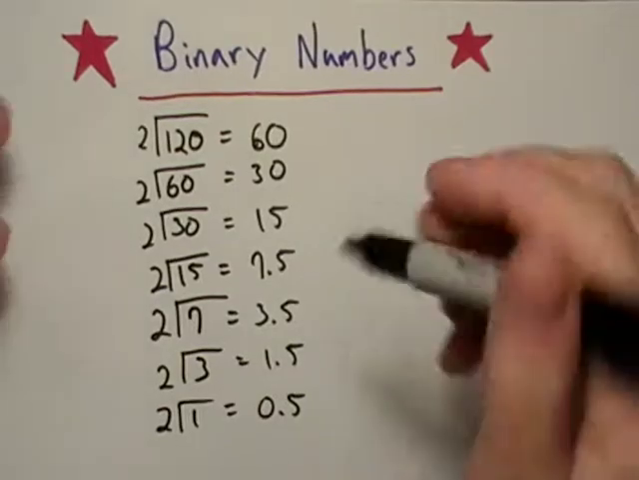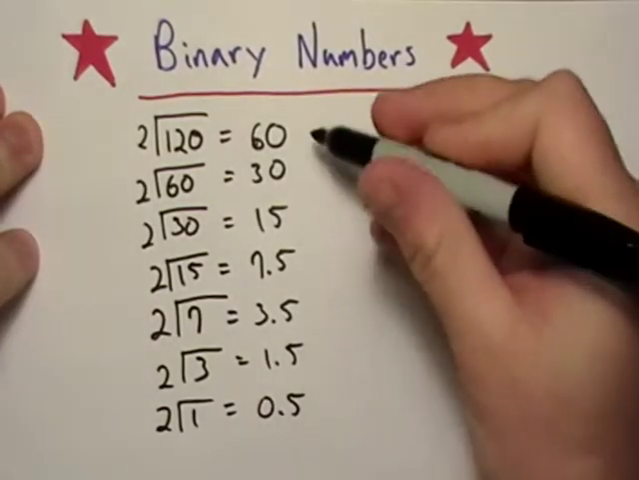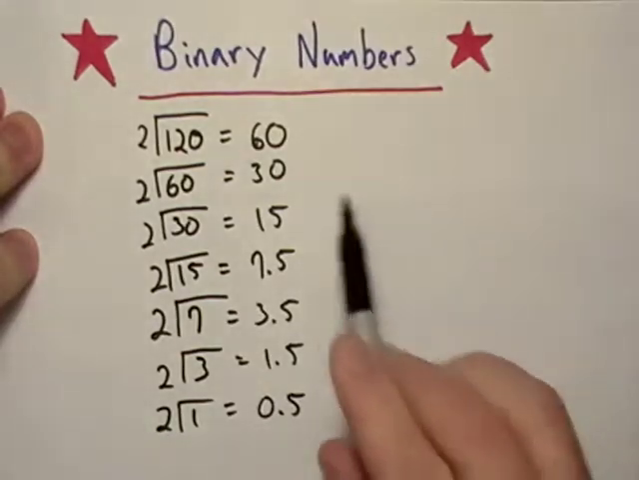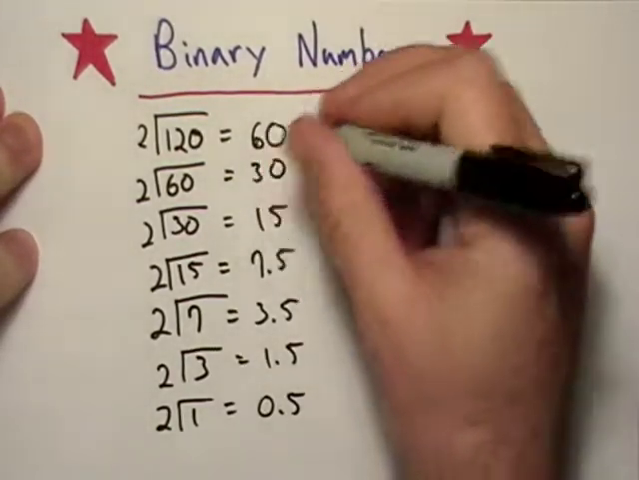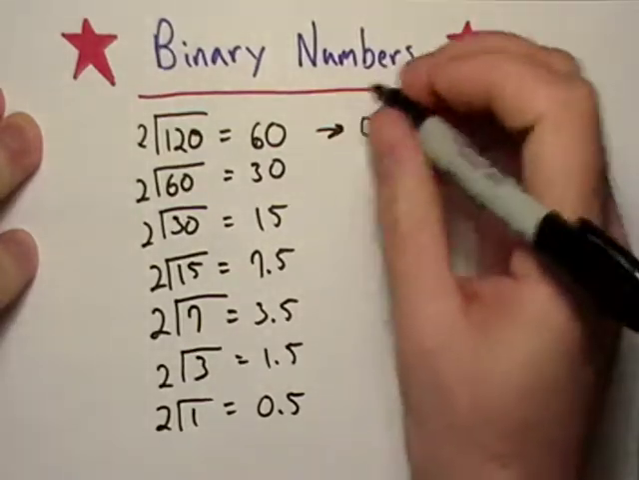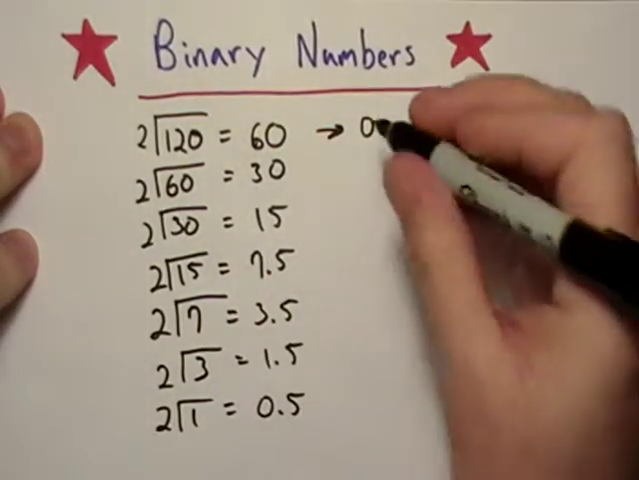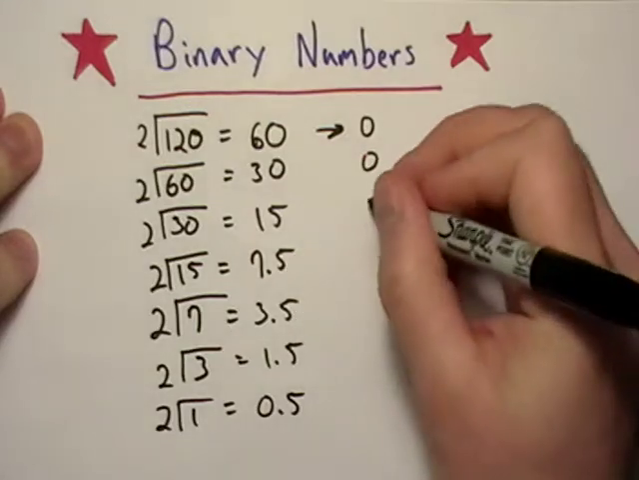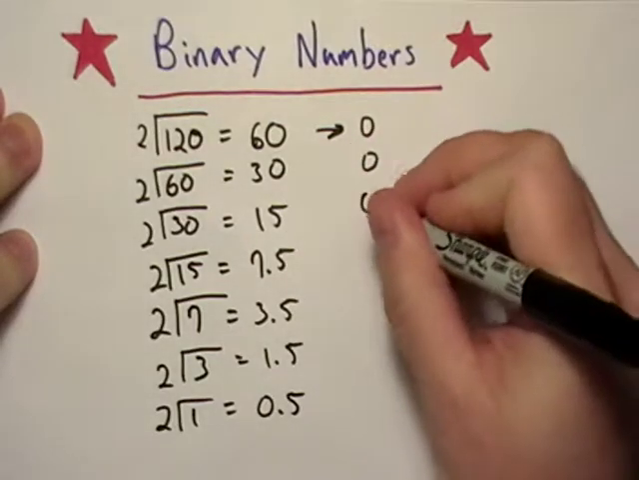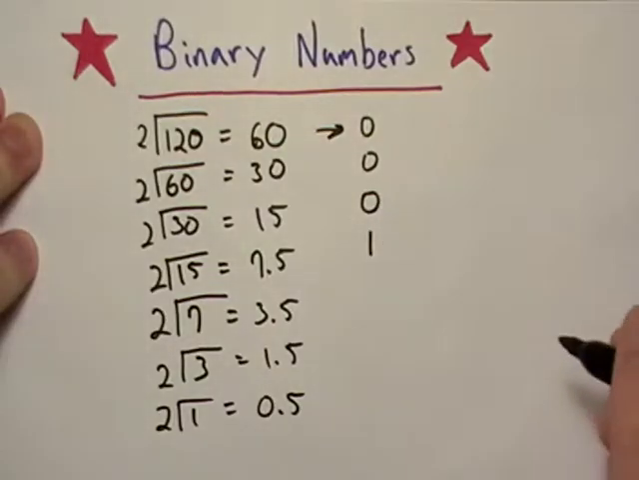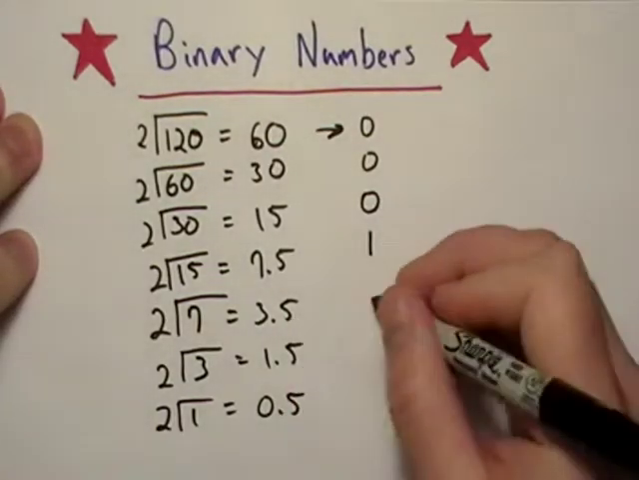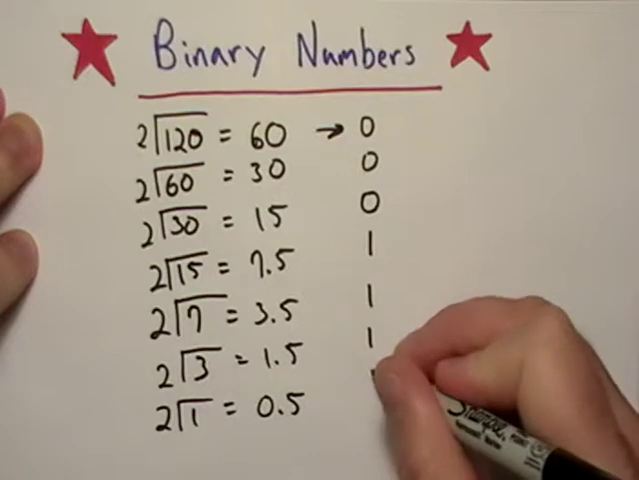But okay, first of all, notice all these little guys here. Let's look at the remainder. Well, there is no remainder here, is there? And there's no remainder here. There's no remainder here. There is one here, it's 1/2. So we'll put a 1 there, and every time there's a remainder, we'll just put a 1.